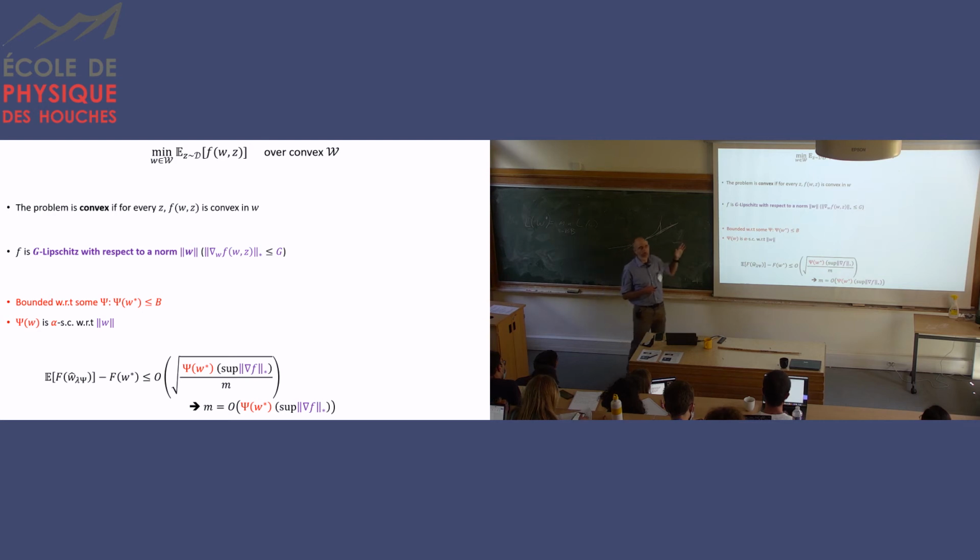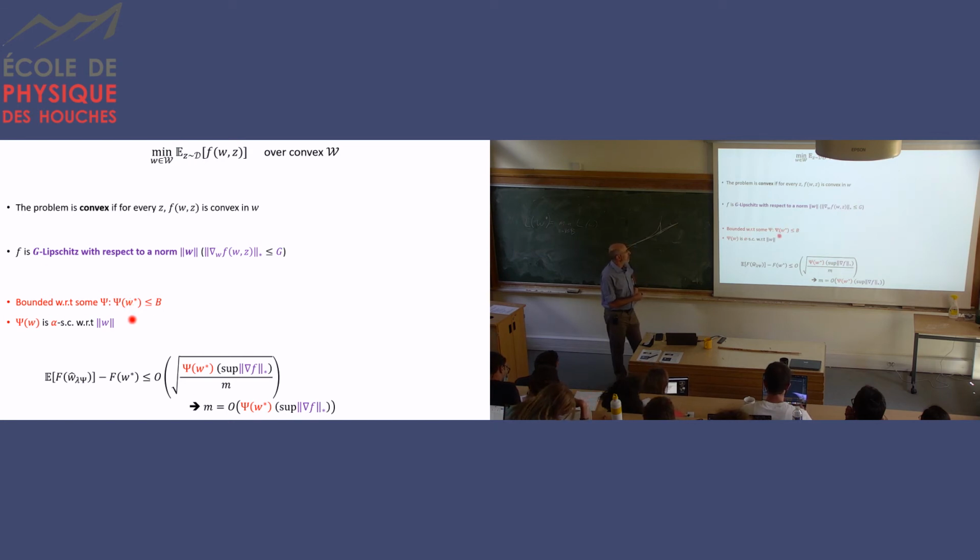First of all, this applies only to convex problems. For the regularized ERM to be convex, I need a strongly convex regularizer, but I need the objective itself to be convex. I need to be able to bound the norm of the gradient under the dual norm of the norm I chose. And I need the predictors I'm going to compete with to be bounded in terms of psi. And psi has to be strongly convex.